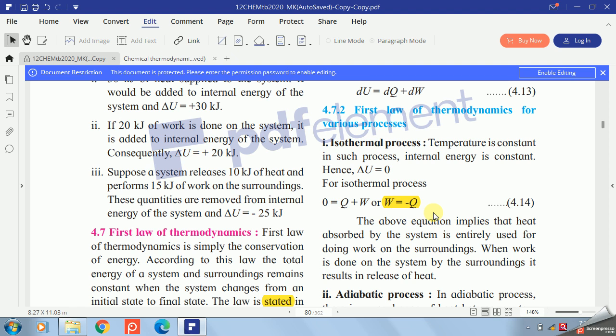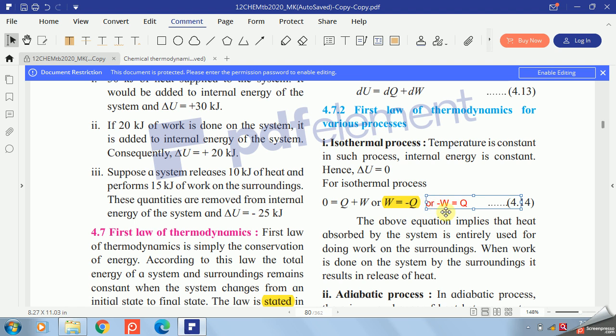The same expression can be written like this. How will you write the above equation? If you write W with a negative sign, then you can write minus W is equal to Q. It can also be written like this: minus W is equal to Q. Here W is with a negative sign and Q is with a positive sign. So plus Q means heat is supplied, and minus W means work is done by that system.